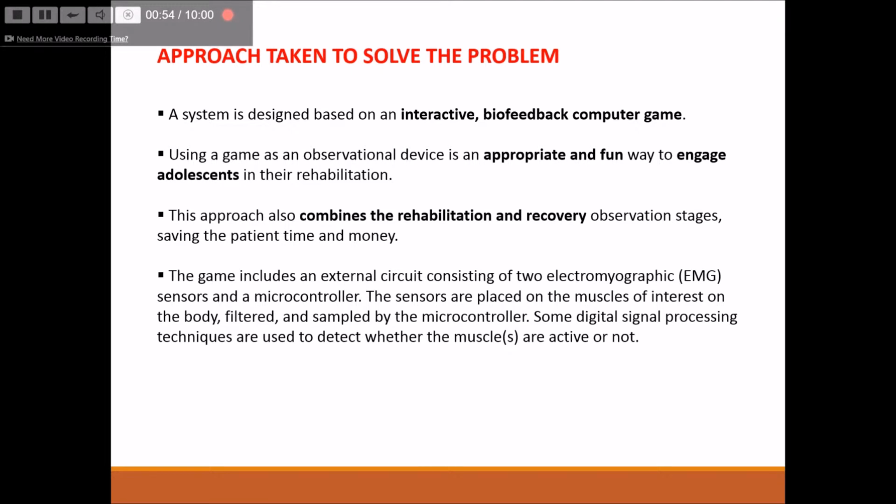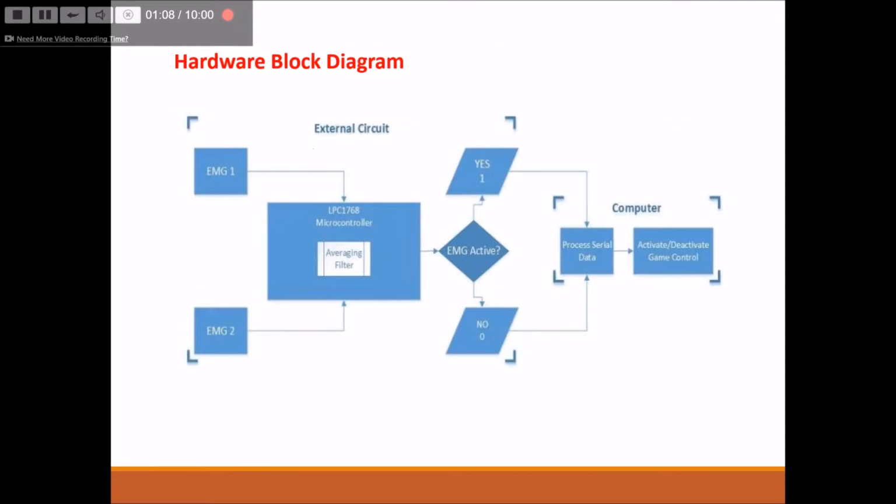The game includes an external circuit consisting of two EMG sensors and a microcontroller. We have a two-channel EMG circuit designed. This circuit includes an adjustable gain amplifier so that it can be used by different people effectively. An mbed microcontroller is used to acquire and process the signal and to send it to the computer. For the game, a program is written in a Java-based IDE called Processing.